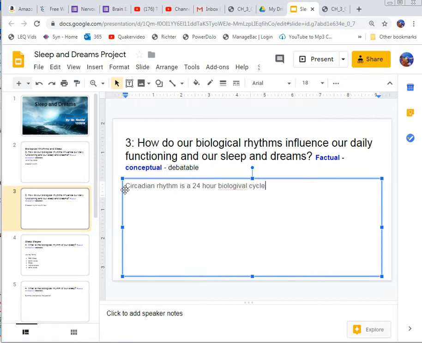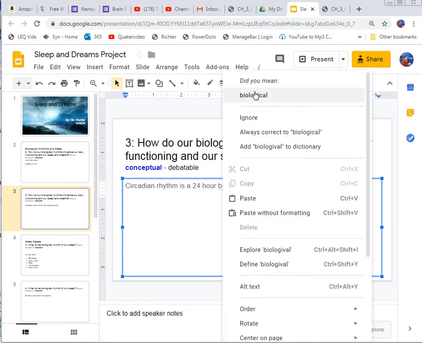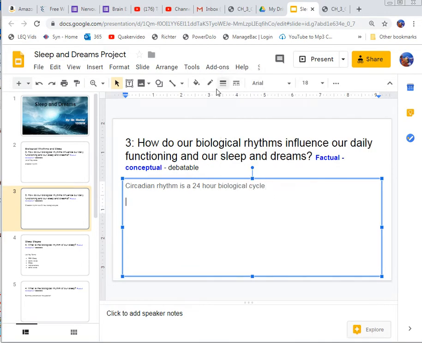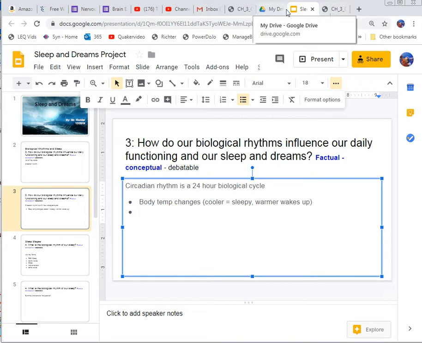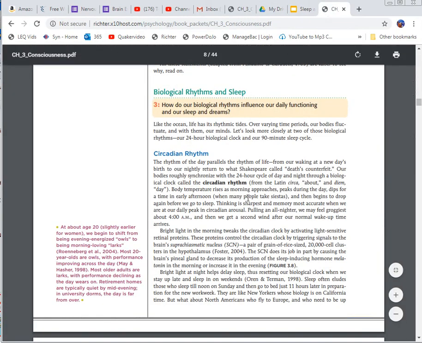So what's happening in that cycle? Well, the first thing we know is, we'll make a little bullet, body temperature changes. Cooler equals sleepy. Warmer wakes us up, right? So as the morning approaches, the body starts to warm up. And then we said we were the warmest in the middle of the day. Then we had a little dip in the afternoon, maybe, where people tend to get a little sleepy, and then it begins to drop again before you go to sleep. So that's one thing we know.